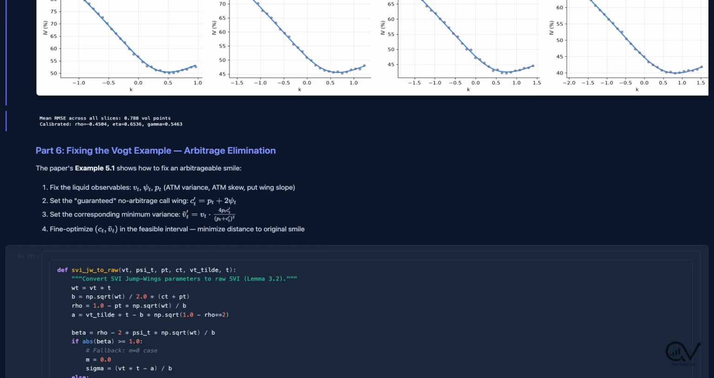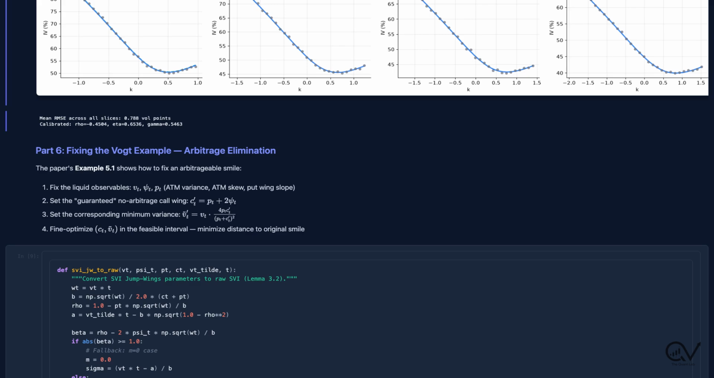Given a smile that violates butterfly arbitrage, you fix 3 observables that traders directly care about: the ATM variance, the ATM volatility skew, and the put wing slope. These are the most liquid parameters. You then compute the guaranteed no arbitrage call wing as the put wing plus twice the ATM skew and the minimum variance according to the SSVI formula.